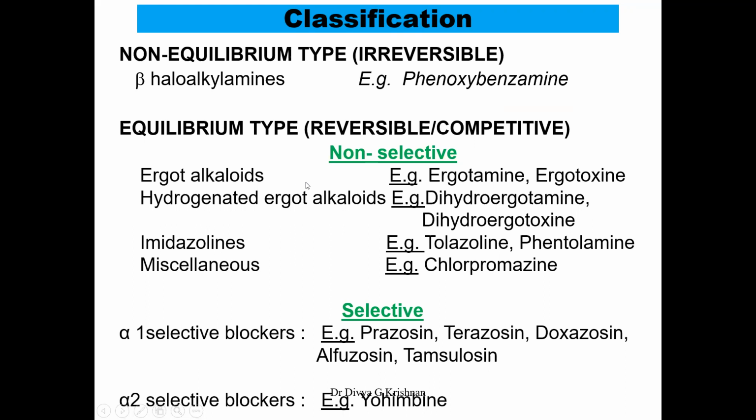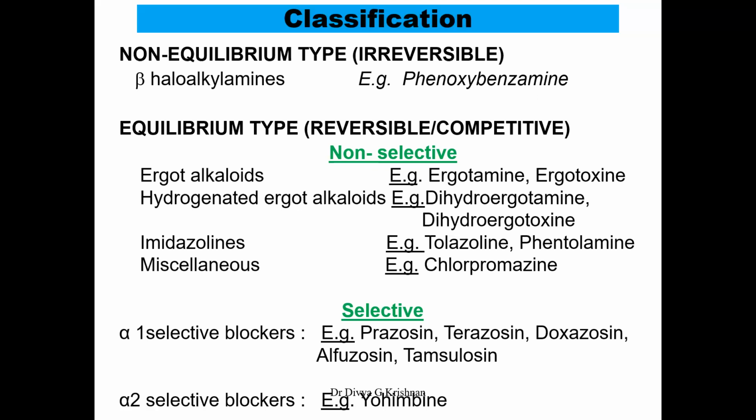The ergot alkaloids, example is ergotamine, ergotoxin, hydrogenated ergot alkaloids, dihydroergotoxin, then dihydroergotamine, imidazolines, examples are tolazoline, phentolamine, and in the miscellaneous group we have chlorpromazine.